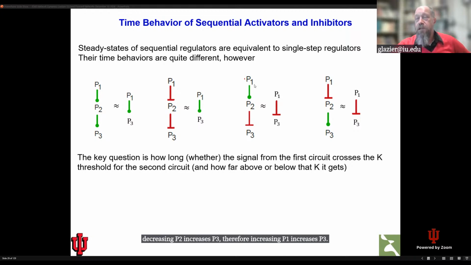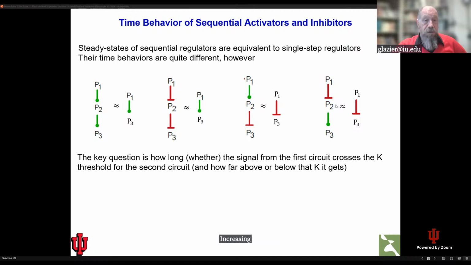Here, increasing P1 increases P2. Increasing P2 decreases P3. So increasing P1 decreases P3. Increasing P1 decreases P2. Decreasing P2 decreases P3. So increasing P1 decreases P3. So functionally, from a Boolean point of view, P1 followed by P2 activator is equivalent to P1 directly activating P3.